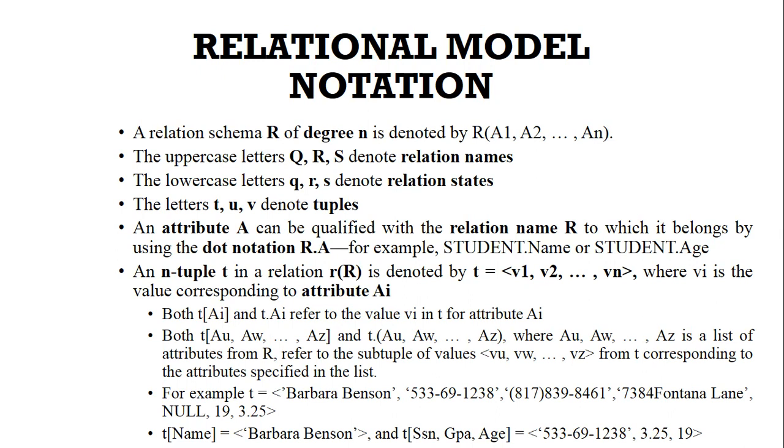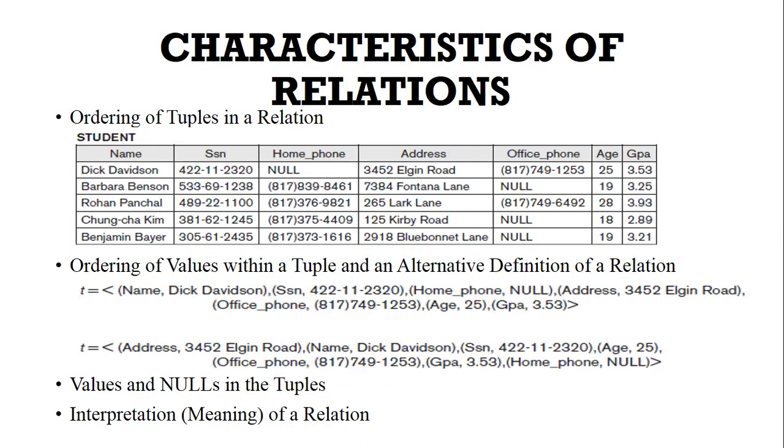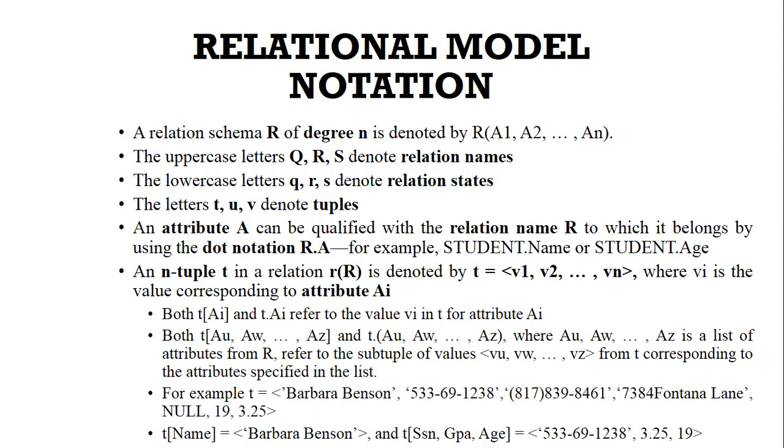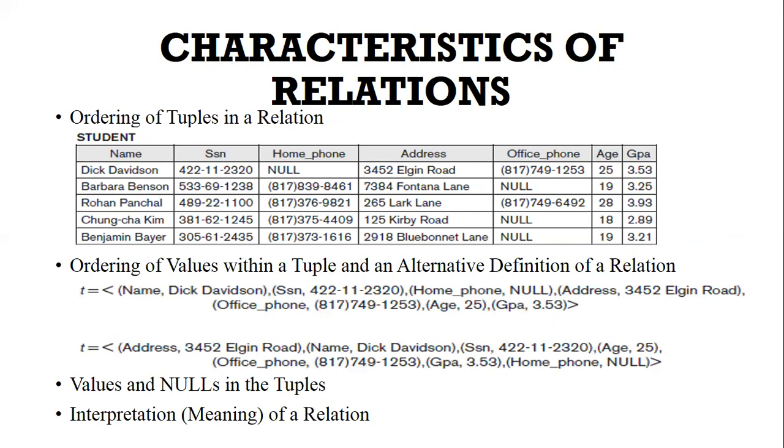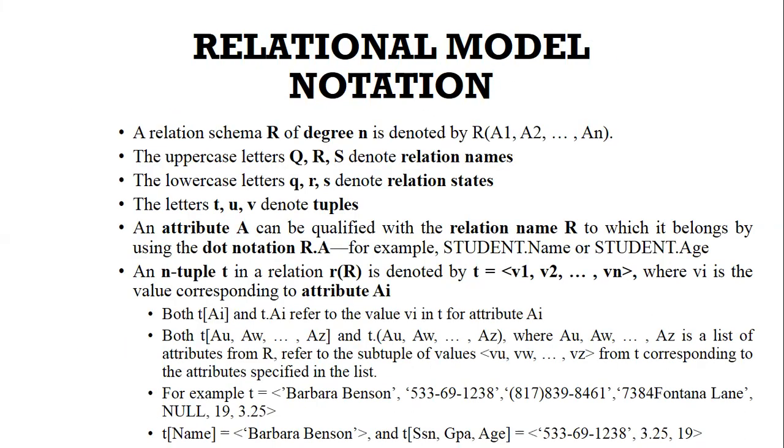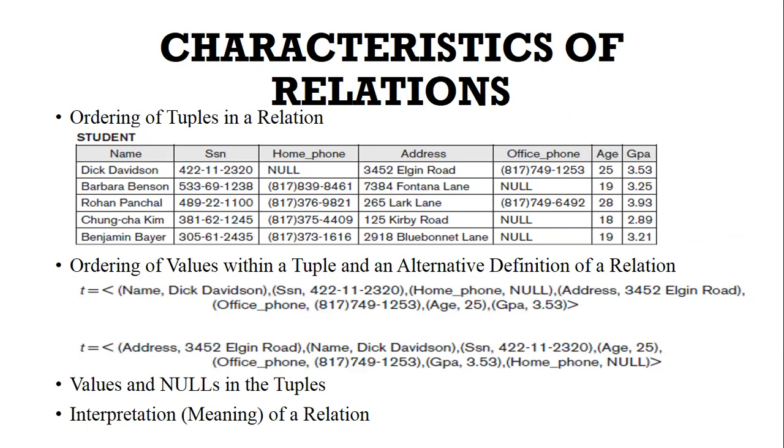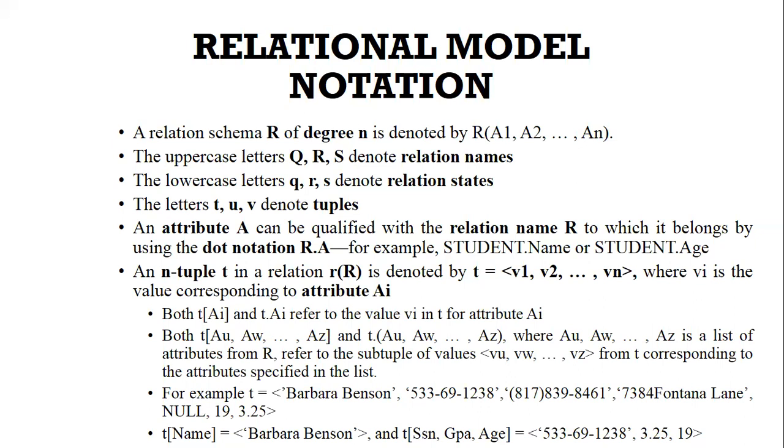For example, t equals Barbara Benson. He is the next person in this relation. Only the attribute values are mentioned here because t represents the tuple. Tuples mean values. The first thing is name. The second thing is the SSN number. Then the third thing is home phone. Then the fourth thing is address. Then the fifth one is office phone, which is represented as null here. And the sixth is age, and the seventh is GPA.